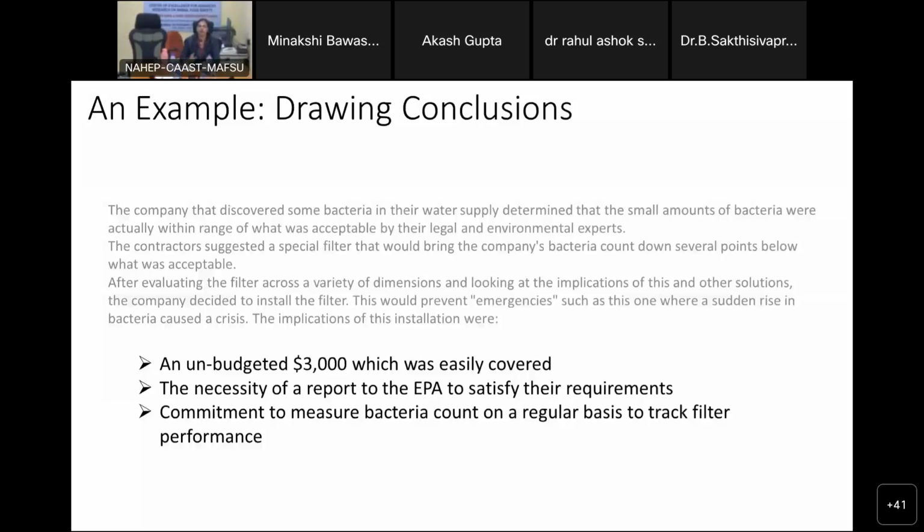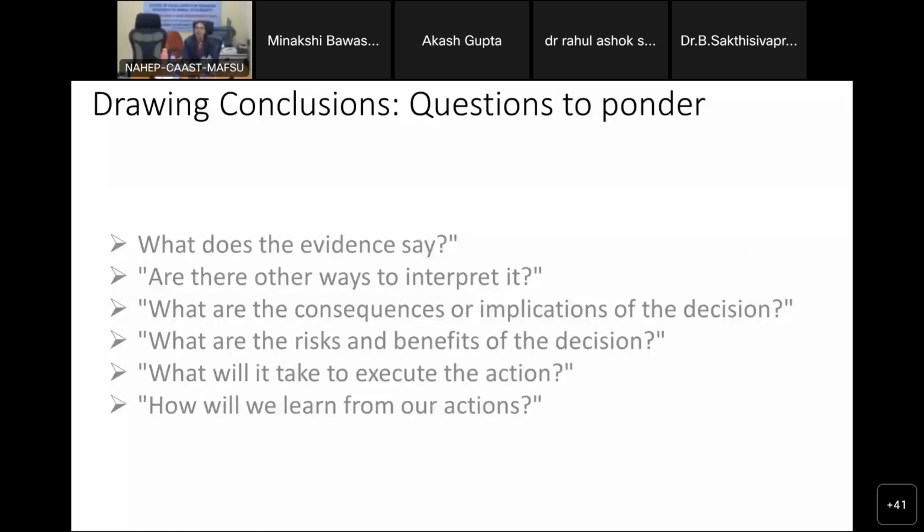So this is what the RED model is. For drawing the conclusion, the questions that you need to answer are: What does the evidence say, whatever evidence you have, and how are you interpreting it? What are the different ways? Not one way. There should not be any bias, which we spoke about. There should not be any bias in interpreting data. You have the data, but do not interpret it in a wrong way. Okay? What are the consequences or implications of the decision?